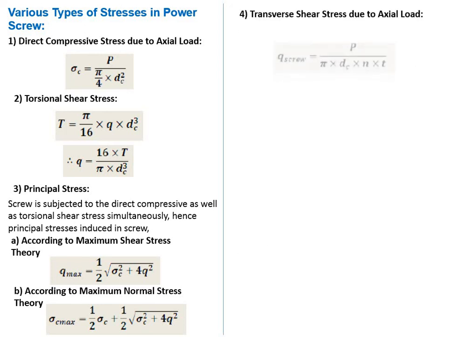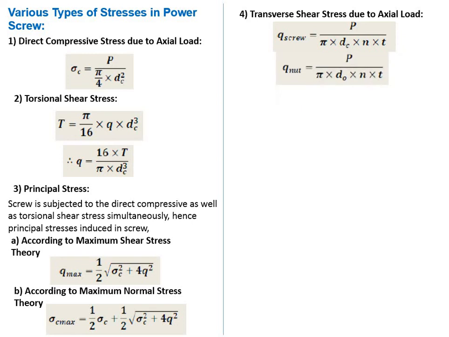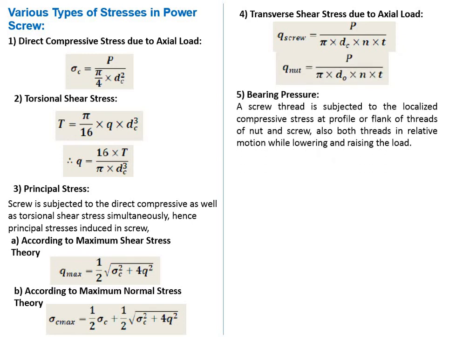Now the fourth one is the transverse shear stress due to the axial load. The shear stress of the screw is equal to P upon pi into dc into n into t, where the shear stress of the nut is equal to P upon pi into d0 into n into t.